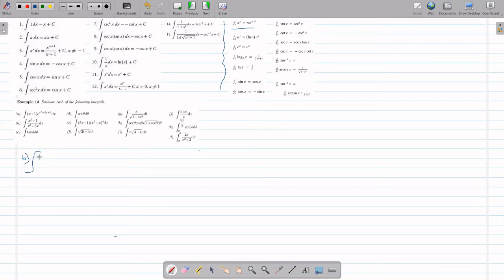Then we go on to B. Okay. Now here we take the denominator, as you know, because this is a fraction. I take the thing in the denominator as my u.